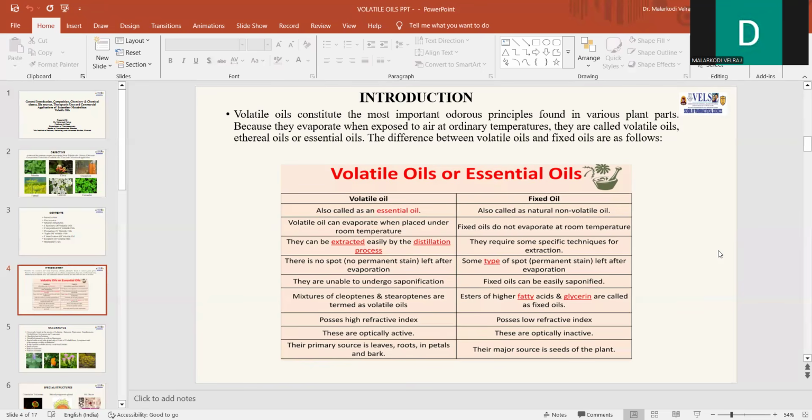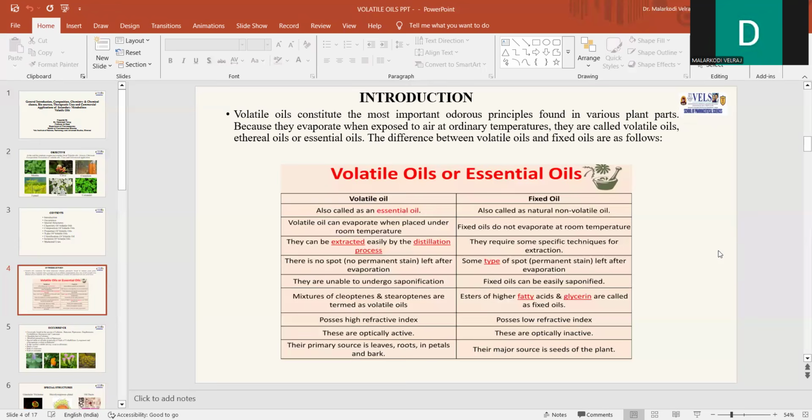The differences between a volatile oil and a fixed oil are as follows. Volatile oils are also called essential oils. They evaporate when placed at room temperature. They can be extracted easily by the distillation process. There is no spot left after evaporation. They are unable to undergo saponification. Mixtures of eleoptenes and stereoptenes are termed volatile oils. They possess a very high refractive index. They are optically active, and the primary sources where the volatile oils occur are the leaves, roots, plants, and barks.